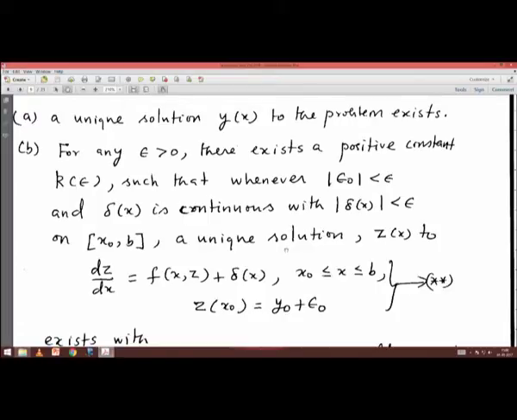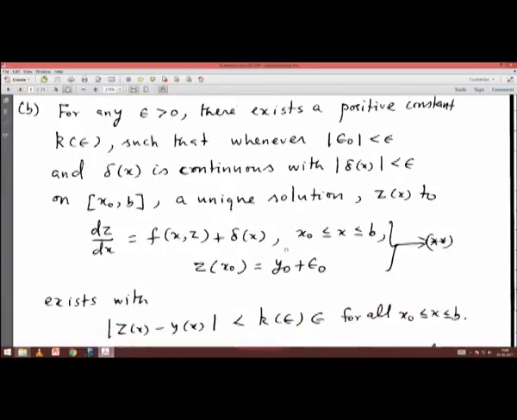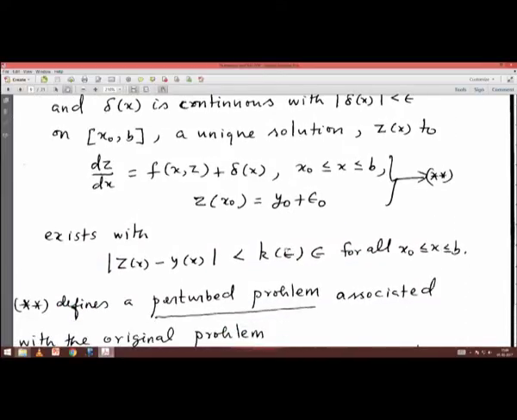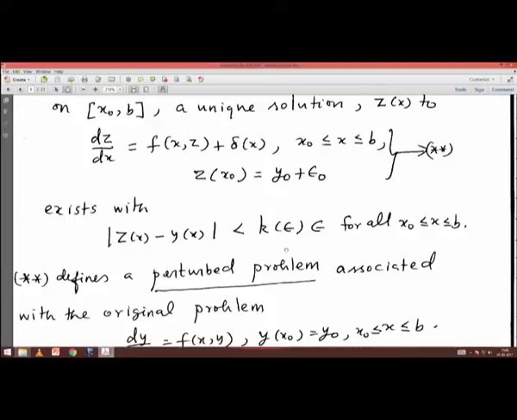z of x naught equal to y naught plus epsilon naught exists, with the difference between the solution to the new problem, namely z of x, and the solution to the old problem, namely y of x, can be made less than k of epsilon into epsilon for all x naught less than or equal to x less than or equal to b. I hope you have understood the definition.